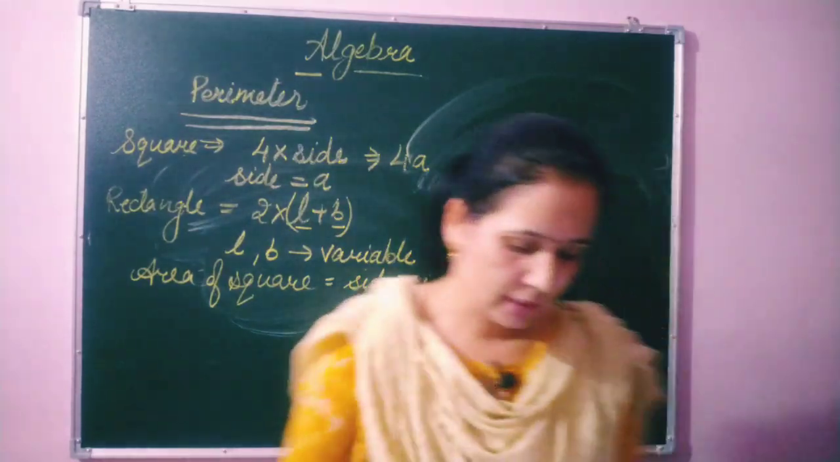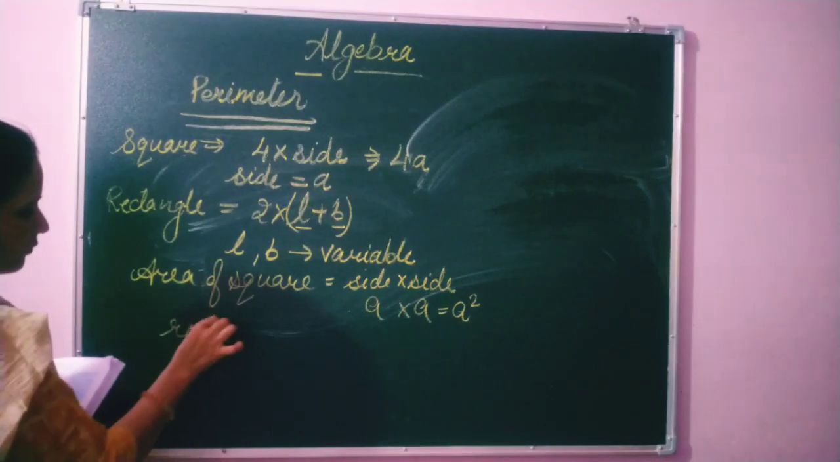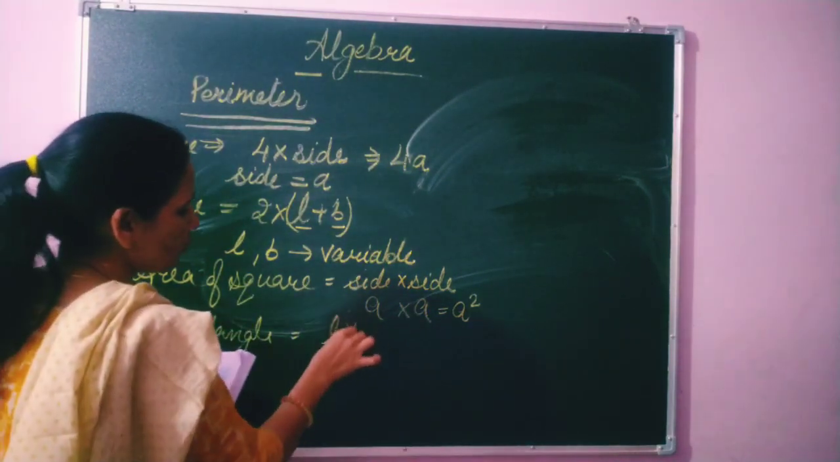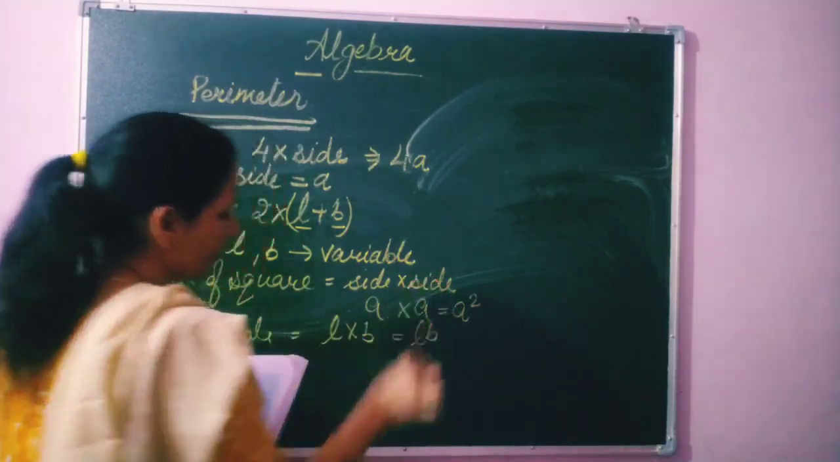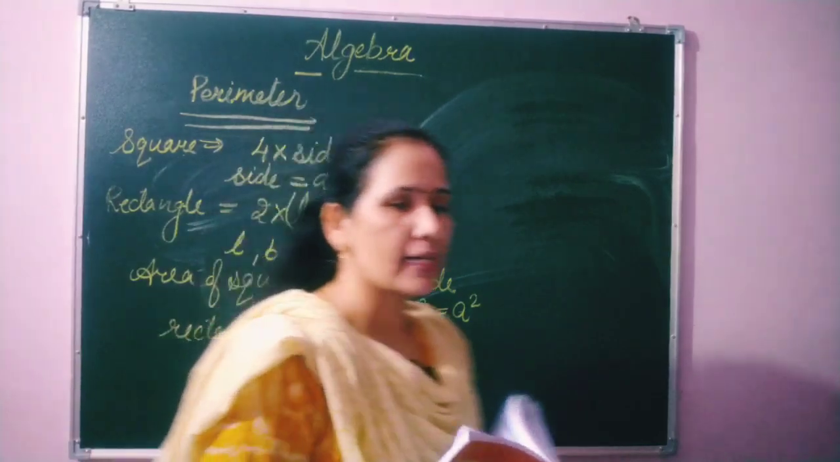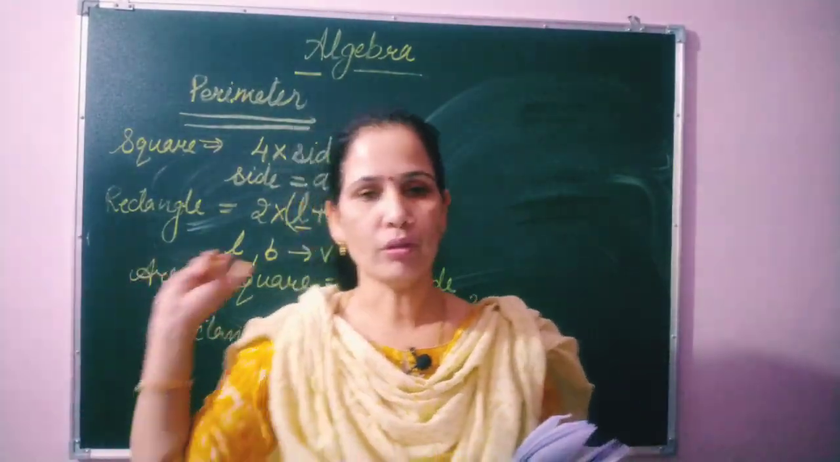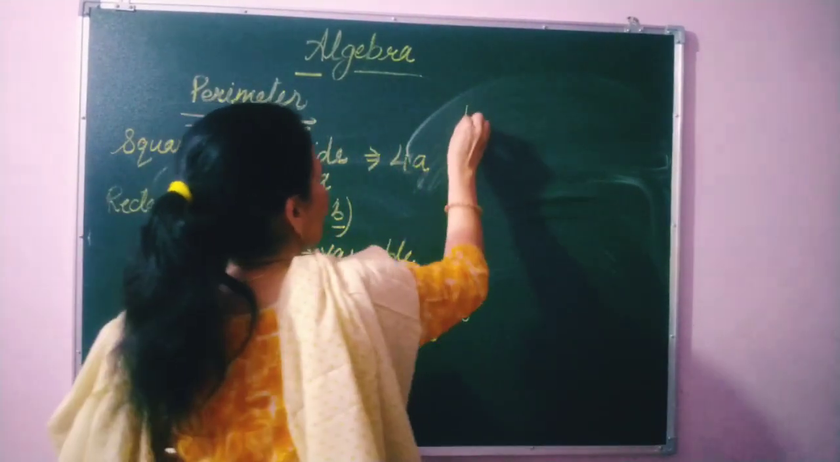Okay, same in the case of a rectangle also. In a rectangle we show length into breadth, LB. In short we show LB. LB means length into breadth. And same here, L and B are variables that we use to show this given formula. And then after, we find the perimeter of a triangle.